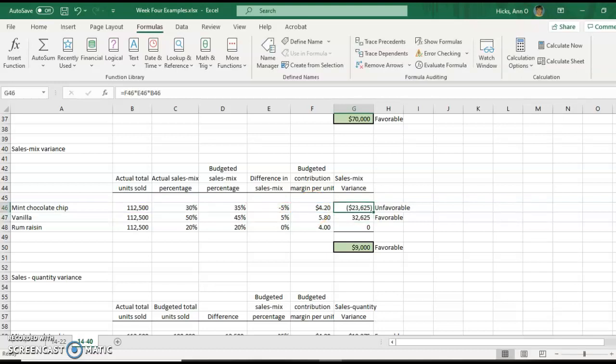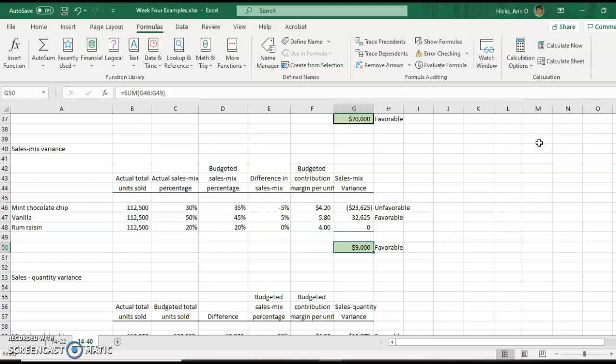So for mint chocolate chip, it was actually an unfavorable variance. We sold fewer, or a lower percentage, than we had budgeted. For vanilla, it was actually a favorable sales mix variance. We sold a higher percentage. And then notice the sales mix variance for rum raisin is 0 because we hit the percentage on the head. So with the $23,625 unfavorable variance and a $32,625 favorable variance, we actually still came out ahead.